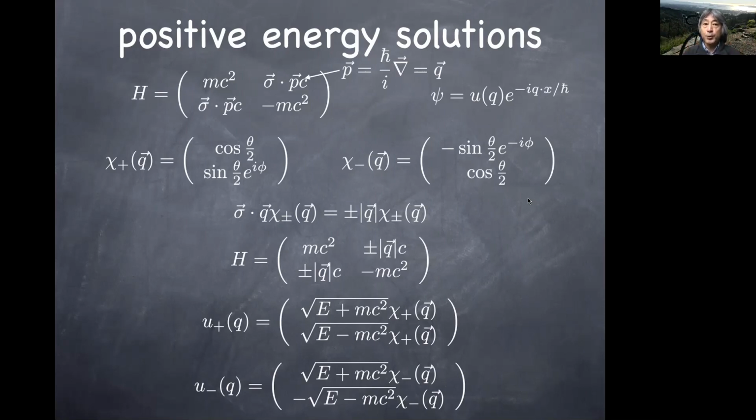These are the two positive energy solutions, but now with finite momentum q, they have either positive helicity or negative helicity. And these are the solutions we use in mode expansion of the Dirac field. Okay, so here I'm done with the positive energy solutions. Any questions about this?